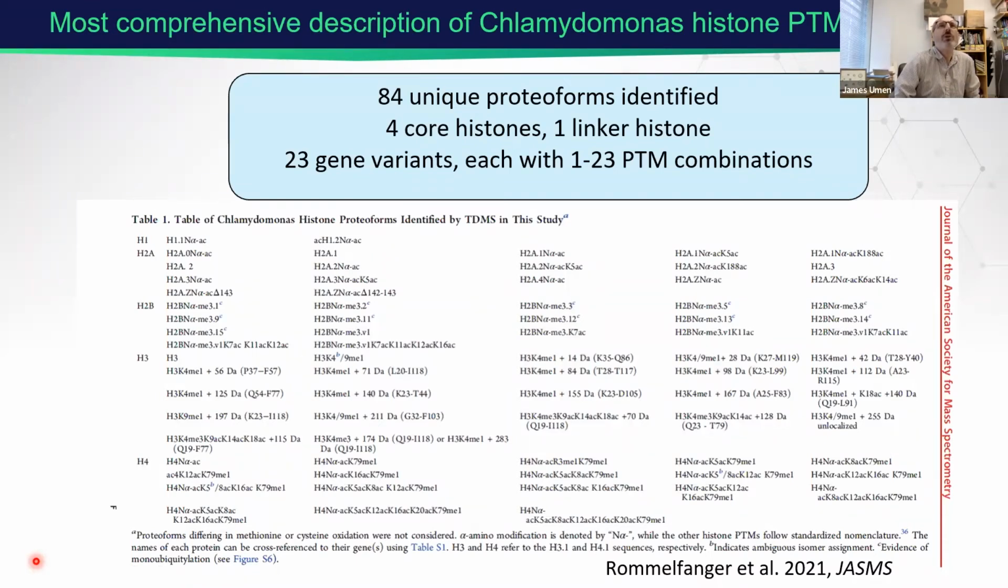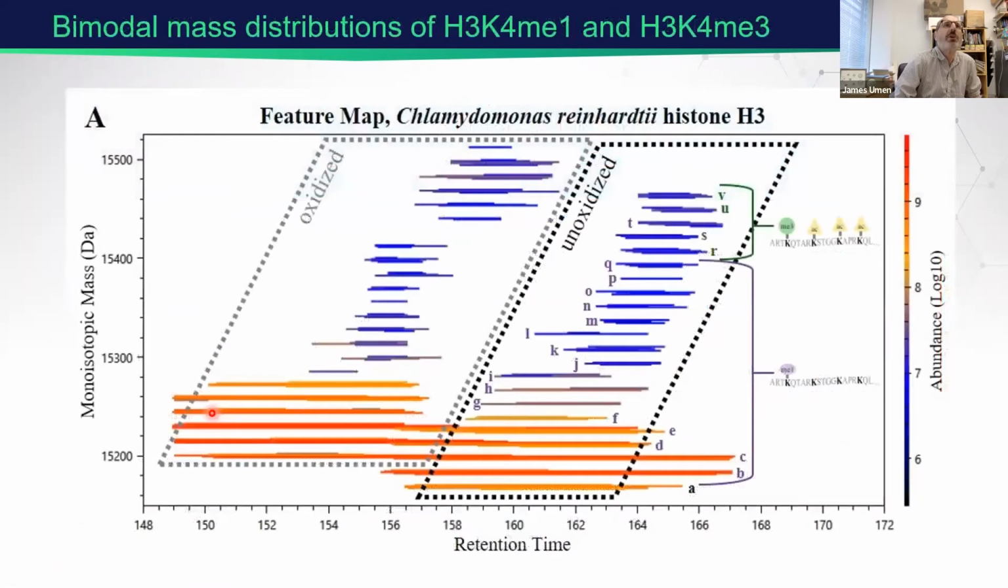Working with EMSL, we were able to massively expand the number of known proteoforms, or kinds of histone PTM combinations, in the 4 core histones and linker histone in Chlamydomonas. So already this gave us a lot more information than we had before. The details in here are not very important. I'll give you a little bit of a more detailed example here of what data looks like.